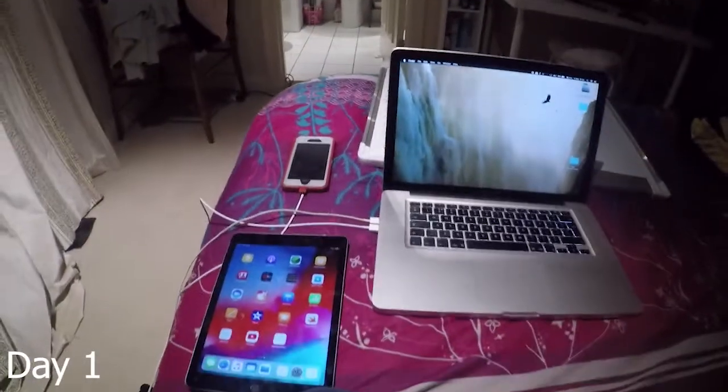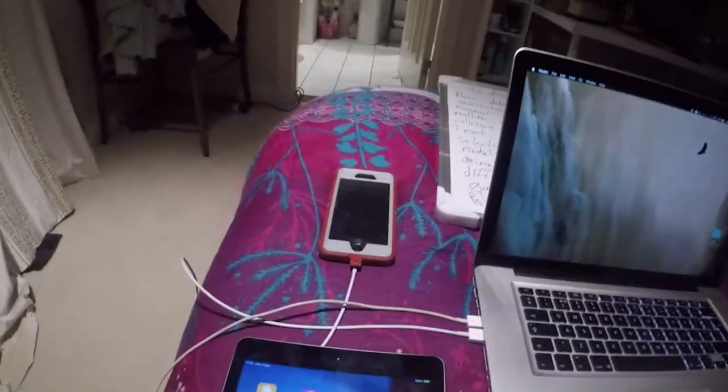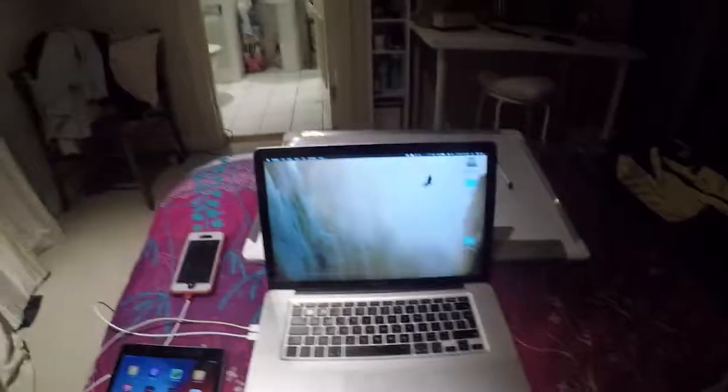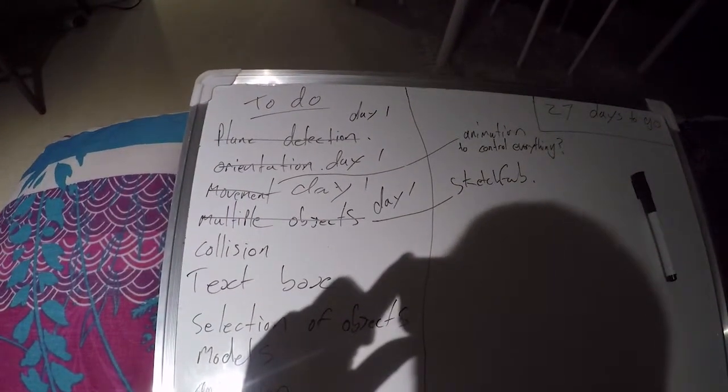So this is how I tend to do most of my development. I have my iPad, my phone connected up for a hotspot, Mac, just a bit of progress so far. So this is just kind of where I'm at the moment.